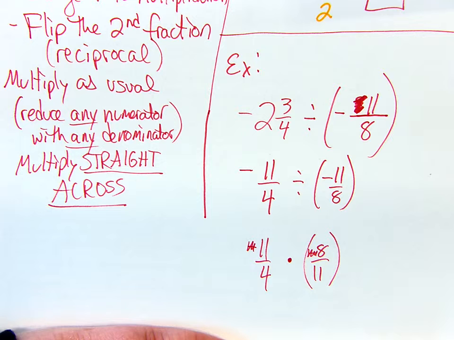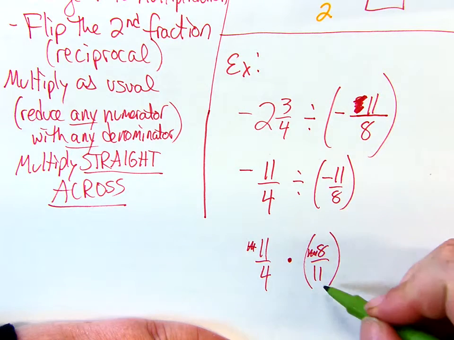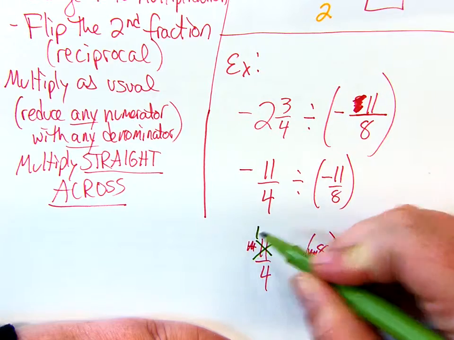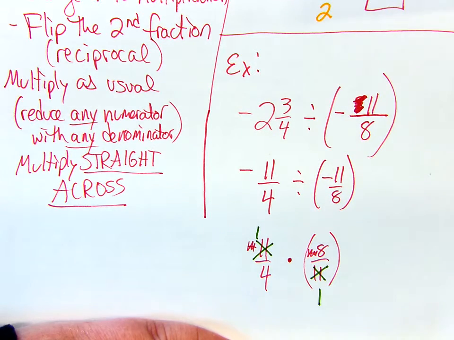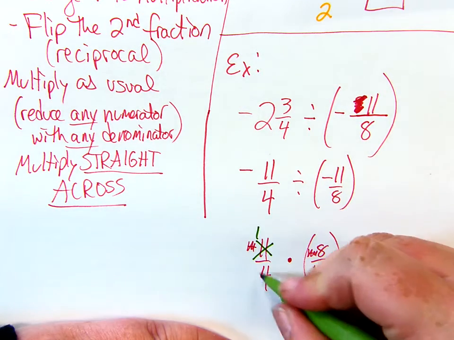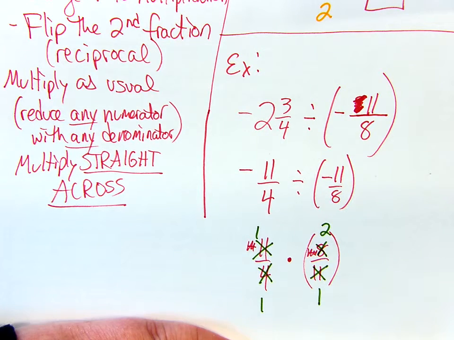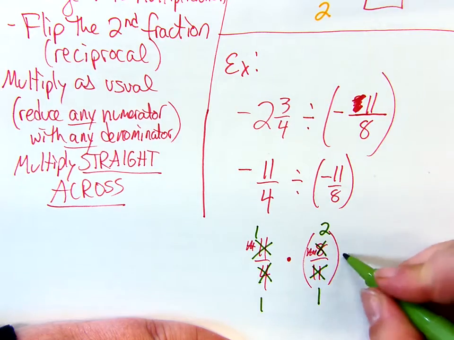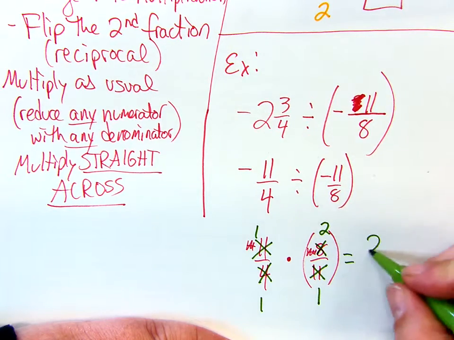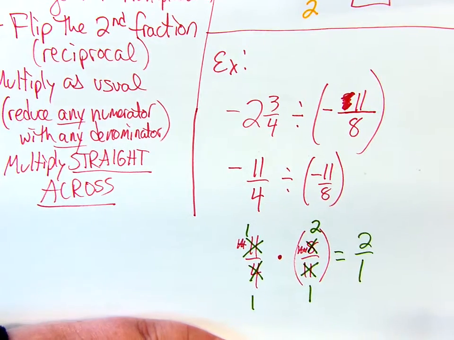Oh, no, multiplication. Reduce. So I can reduce anything in the numerator with anything in the denominator. Is there anything that reduces? Yeah. 11 with 11. 11 goes into 11 once. 4 and 8 can reduce. 4 goes into 4 once. 4 goes into 8 twice. So it would be 1 over 2? Careful. 2 over 1, I mean. Yeah. Multiply straight across. 2 over 1, which is really just 2.